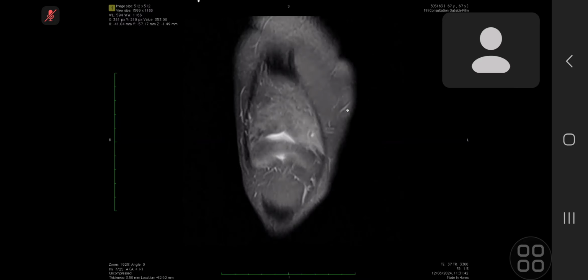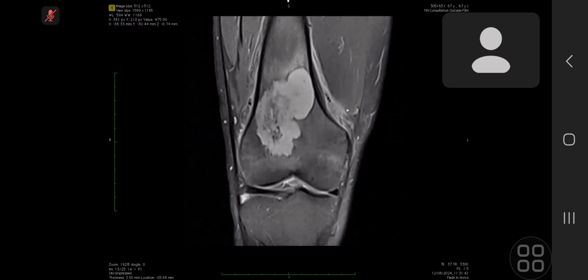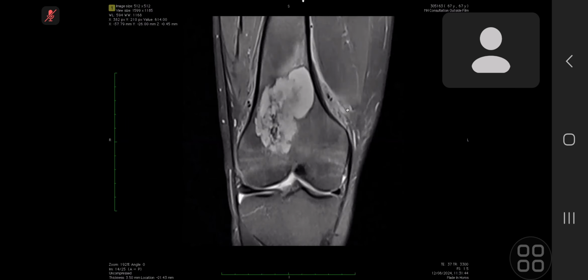Okay, so these are the coronal images of the same patient, coronal MRI STIR images. And here again, I can see the same lesion, which is centered in the metadiaphyseal location. And it looks aggressive to me because it's not very well defined on these MR images.